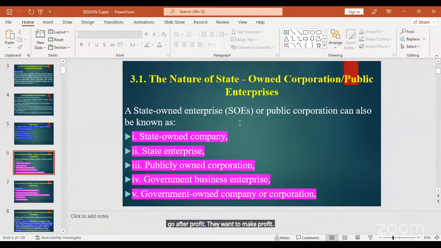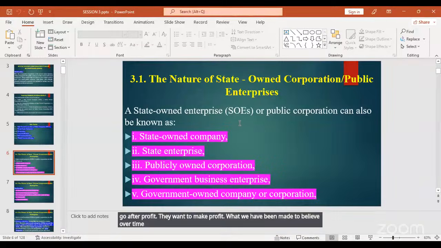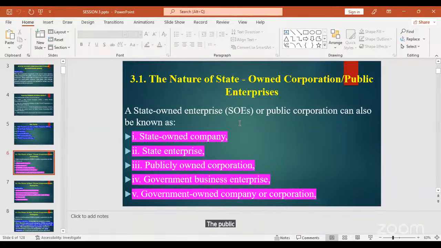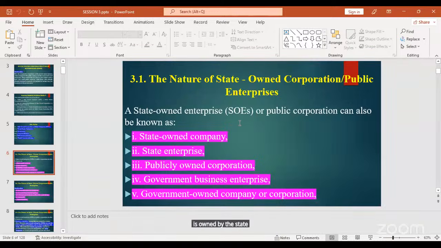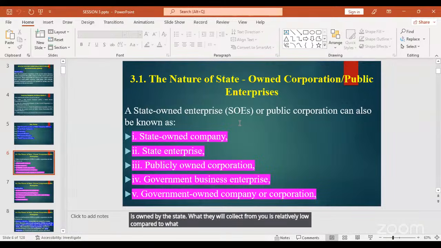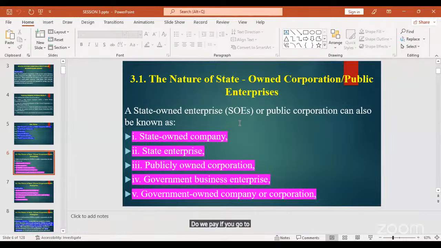But we have been made to believe over time that public or state-owned corporations, or what we call public enterprises, their primary intention is not profit making. That's why you see general hospital, and what you pay in general hospital if you go there is relatively low because it's state-owned. It's owned by the state. What they will collect from you is relatively low compared to what you will pay if you go to a private hospital.